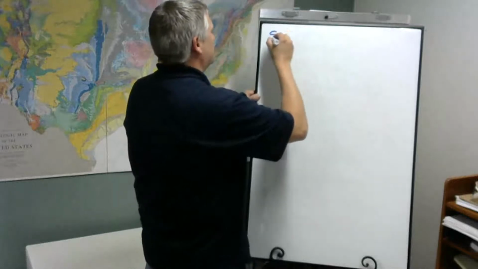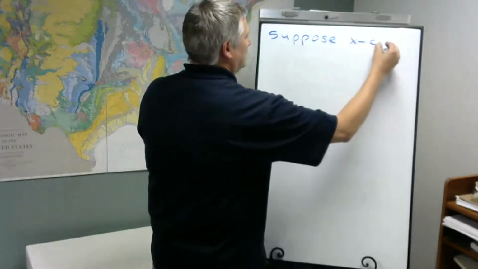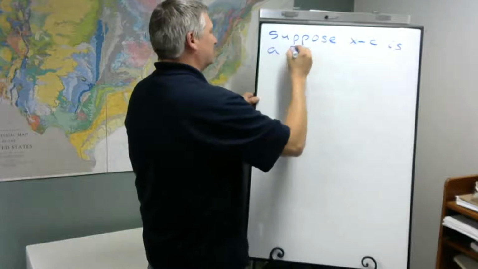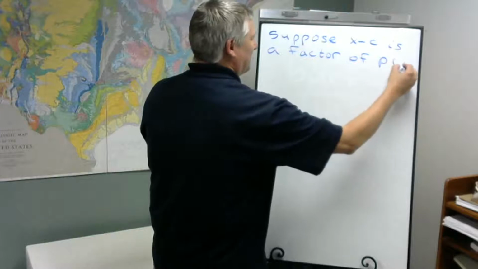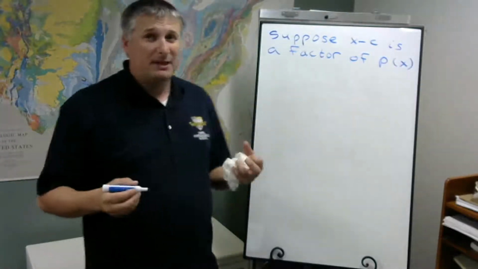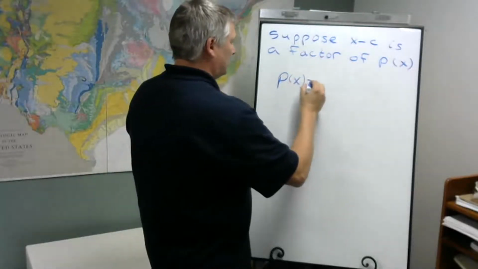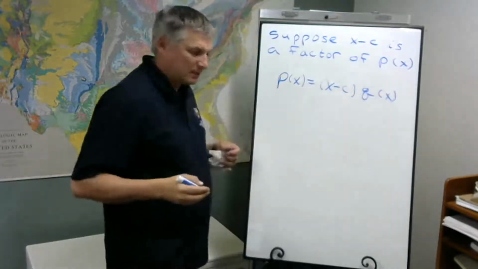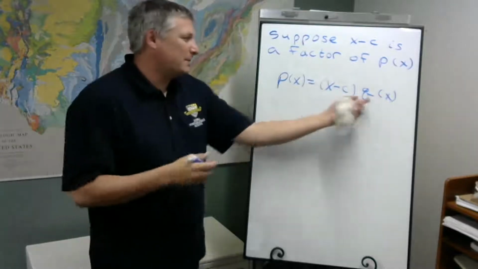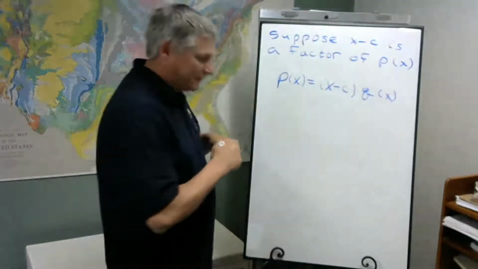Let's just suppose x minus c is a factor of p of x. So what this means is p of x breaks down into a product of x minus c times something else, q of x. And we're not sure what q of x could be, but maybe it's something we can also factor. Say it's like a quadratic, and we could use the quadratic formula. So let's say we have something like this.